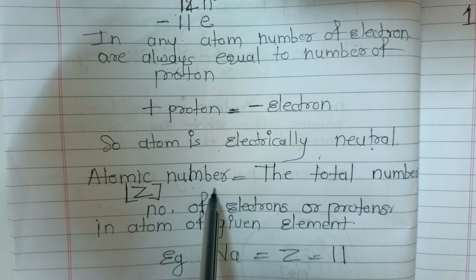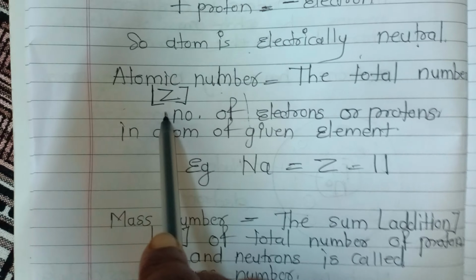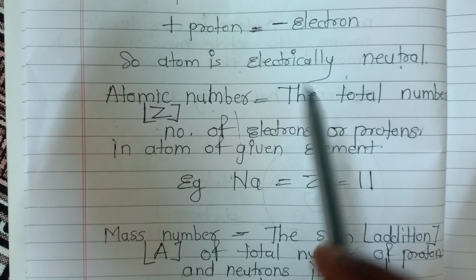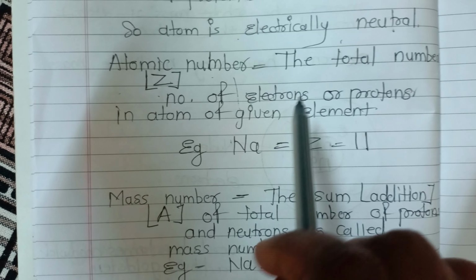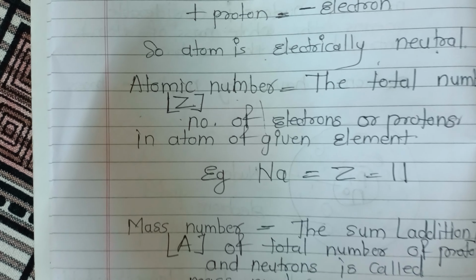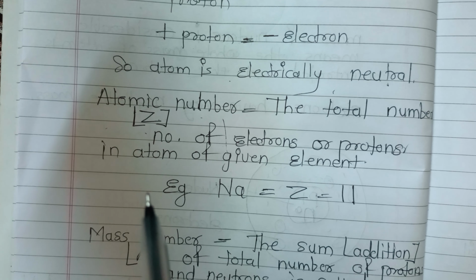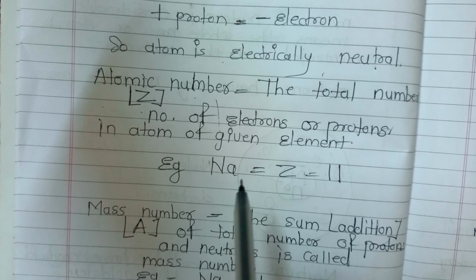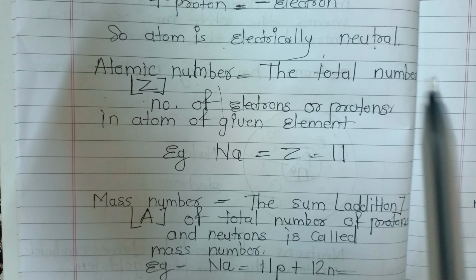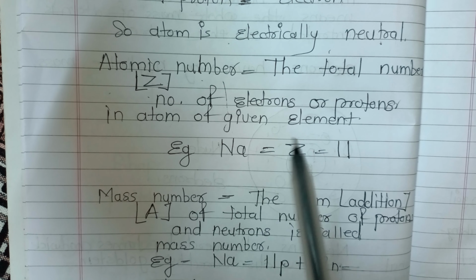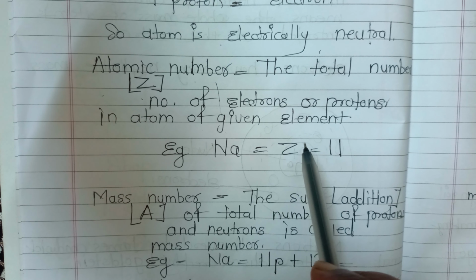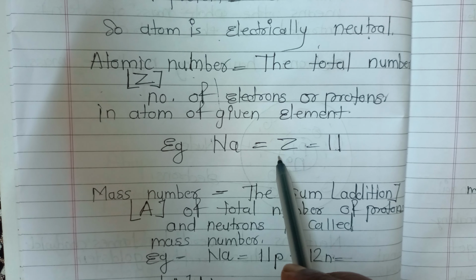Now what is meant by atomic number? Atomic number is denoted by letter Z. Students, keep in mind always that atomic number is denoted by letter Z. What is the definition of the atomic number? The total number of electrons or protons in an atom of a given element is called its atomic number. As I said, the number of protons and electrons are always equal in any atom, so the definition can be the total number of electrons or protons in an atom of a given element. Here the example is sodium, which has atomic number 11, denoted by letter Z.